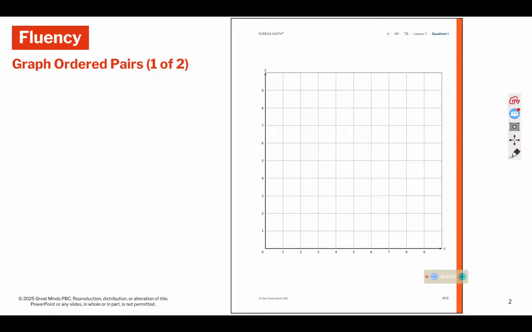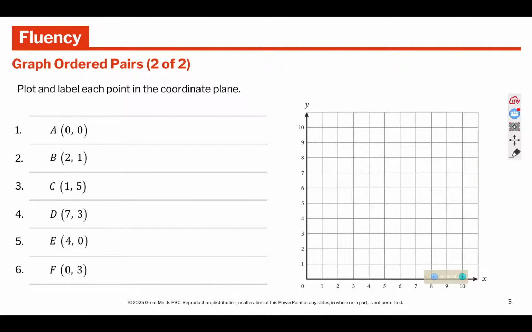For your warm-up today, locate page 403 to find the graph. We are going to plot the ordered pair on the coordinate plane. Remember that we first move in the x direction and then in the y direction.